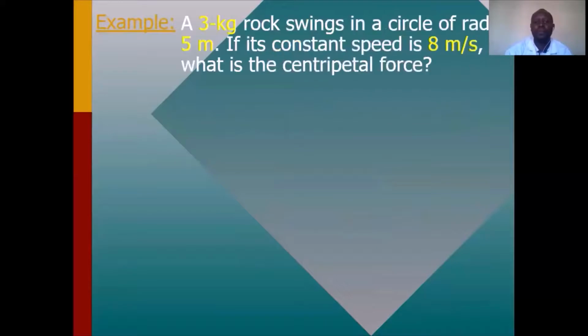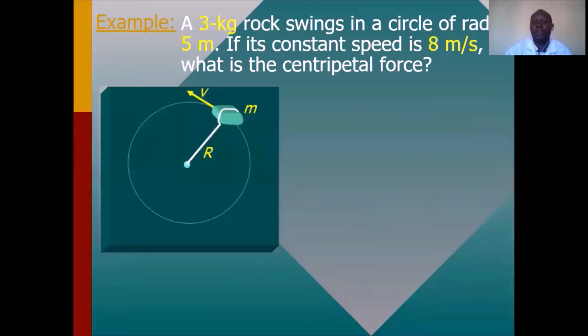Example: a 3 kilogram rock swings in a circle of radius 5 meters. If its constant speed is 8 meters per second, what is the centripetal force? So we have this diagram. We are given the mass of the rock, 3 kilograms, the radius of 5 meters, and the speed of 8 meters per second.